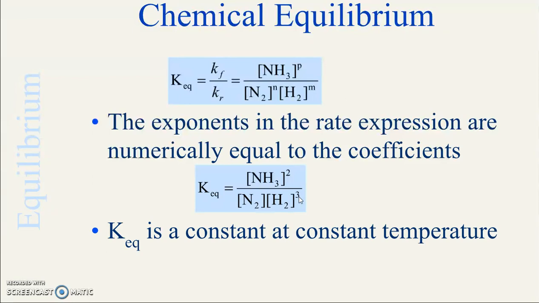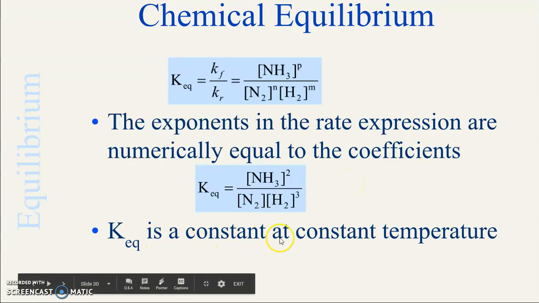And you notice that because we only have one product, there's only one thing on the top. If we had 3 products, there'd be 3 things on the top. If we had 1 reactant, there'd be 1 thing on the bottom. So it just depends on the reaction. And the KEQ is constant at a constant temperature. So if I change the temperature, I change the equilibrium constant.